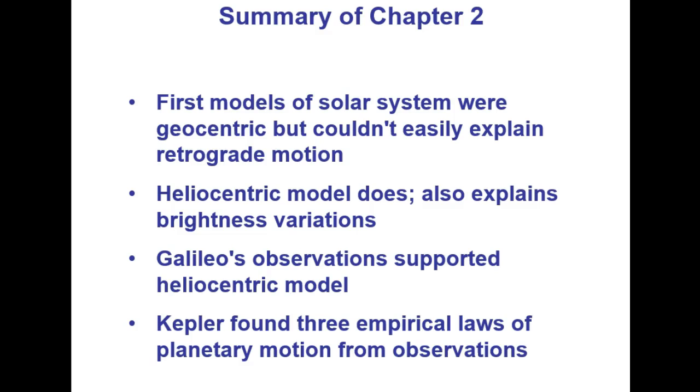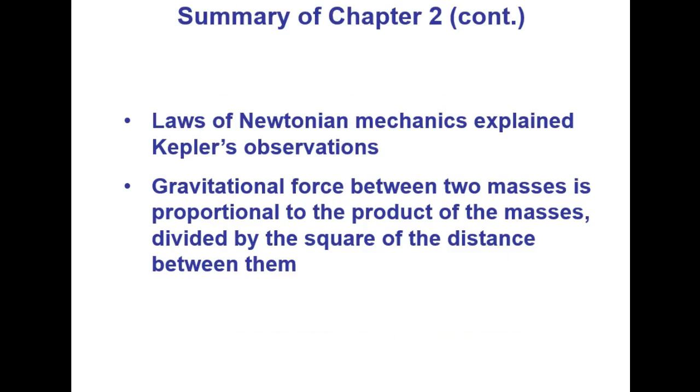First models of the solar system were geocentric, but couldn't easily explain retrograde motion. The heliocentric model does. It also explains the brightness and variations. Galileo's observations supported heliocentric models. Kepler found 3 empirical laws of planetary motion from those observations. Laws of Newtonian mechanics explain Kepler's observations. Gravitational force between two masses is proportional to the product of the masses, divided by the square of the distance between them.